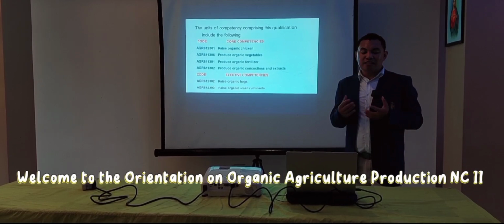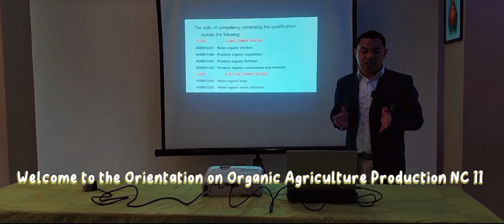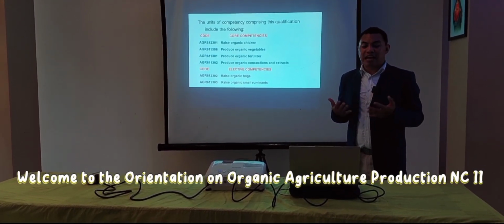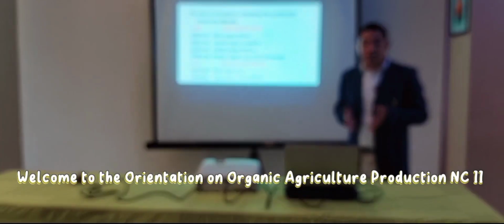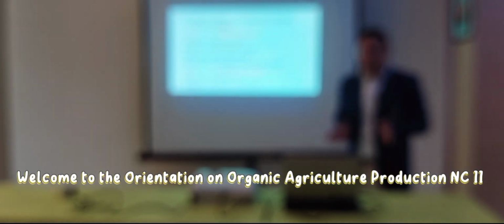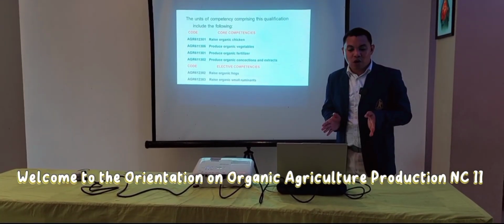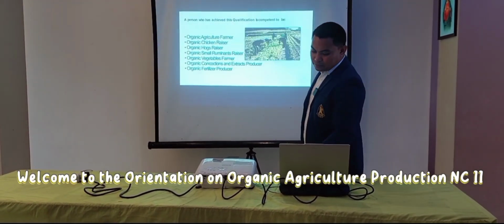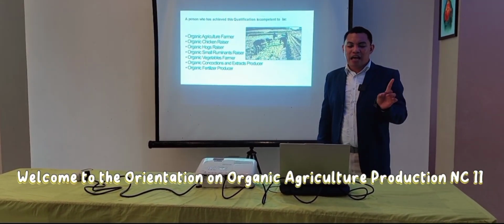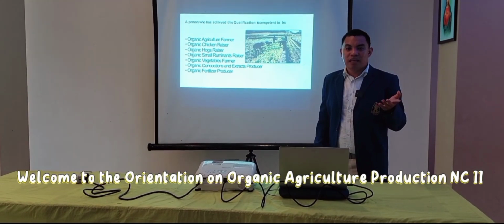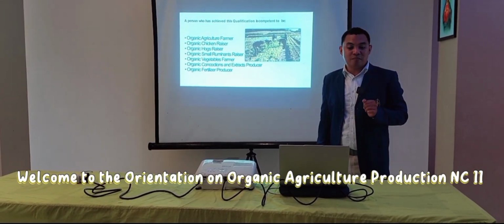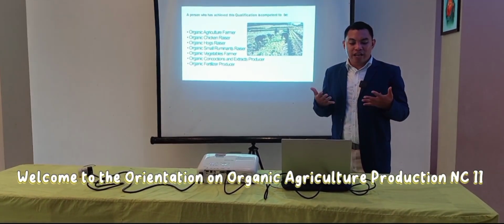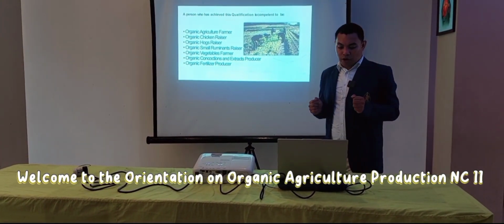Now, the units of competency comprising this qualification include the following. So we have core competency, namely raise organic chicken, produce organic vegetables, produce organic fertilizer, produce organic concoctions and extracts, and we have the 2 electives. We have here raise organic hogs and raise organic small ruminants. Now, if a person has achieved this qualification, he or she will be competent to be, firstly, an organic agricultural farmer, next one is organic chicken raiser, and a lot more.